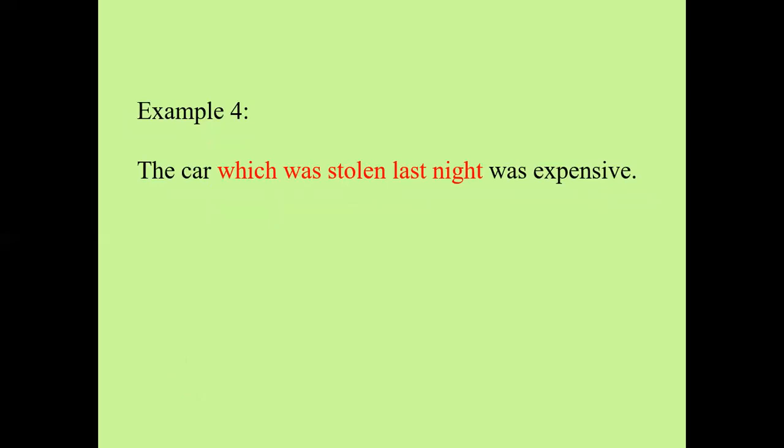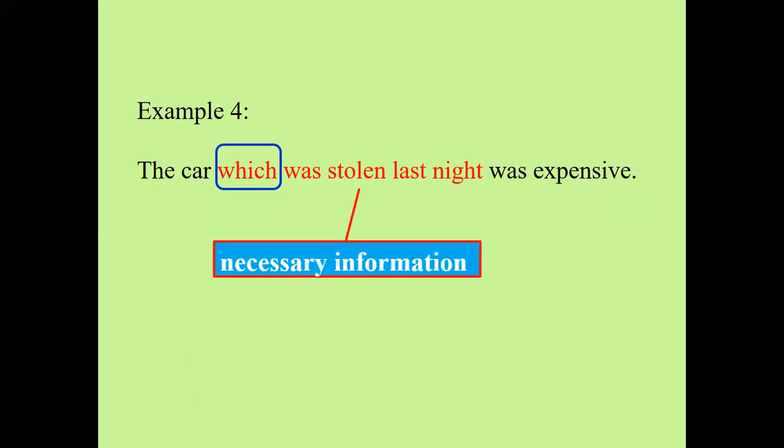Example 4. The car which was stolen last night was expensive. The relative pronoun which is used if the noun is not a person. Here, I'd like to add one important point. The relative clause, which was stolen last night, is necessary to complete the meaning. Otherwise, we don't know which car was expensive. For this kind of relative clause, we call it a defining relative clause.